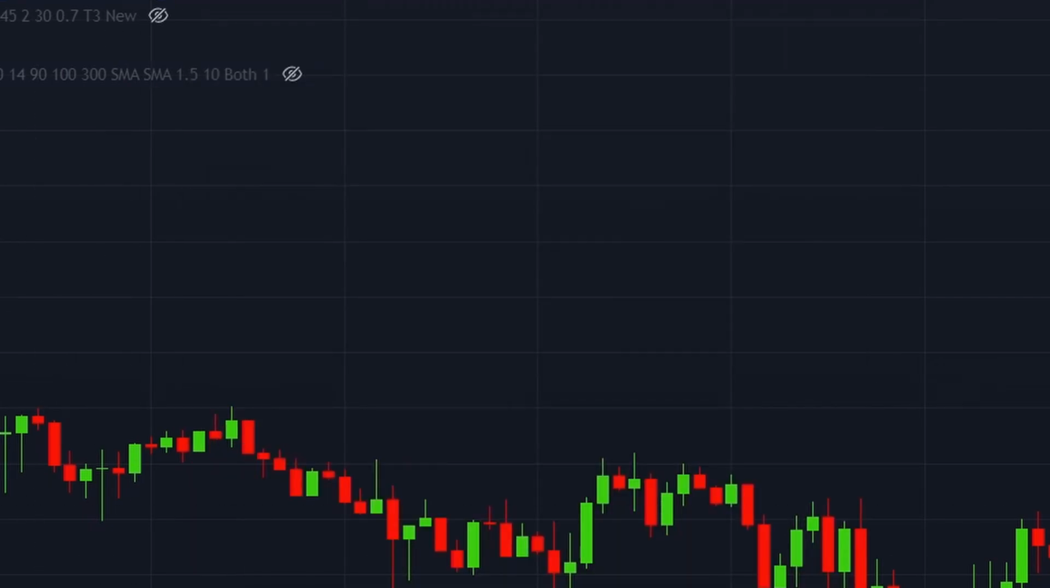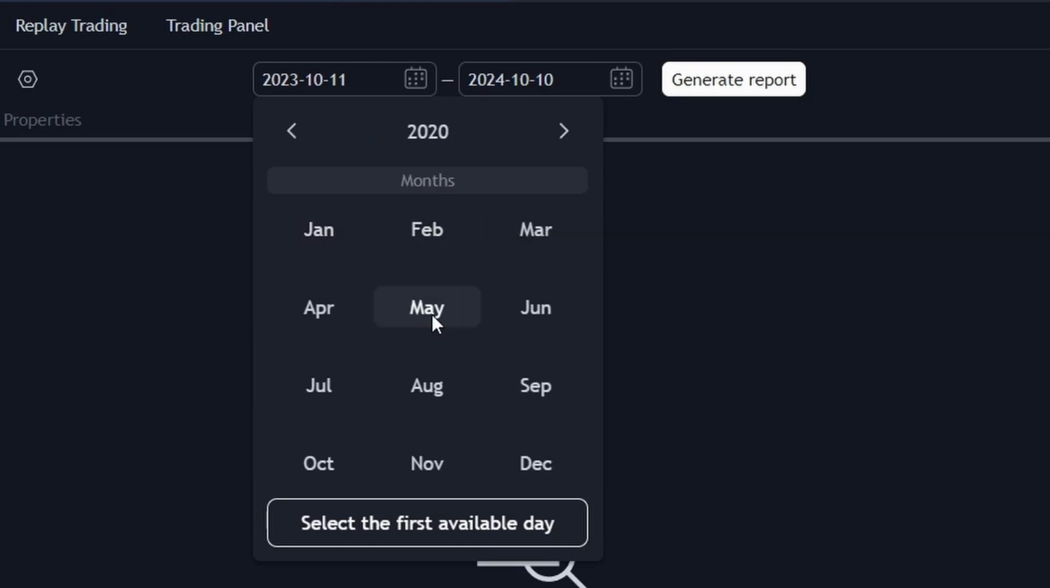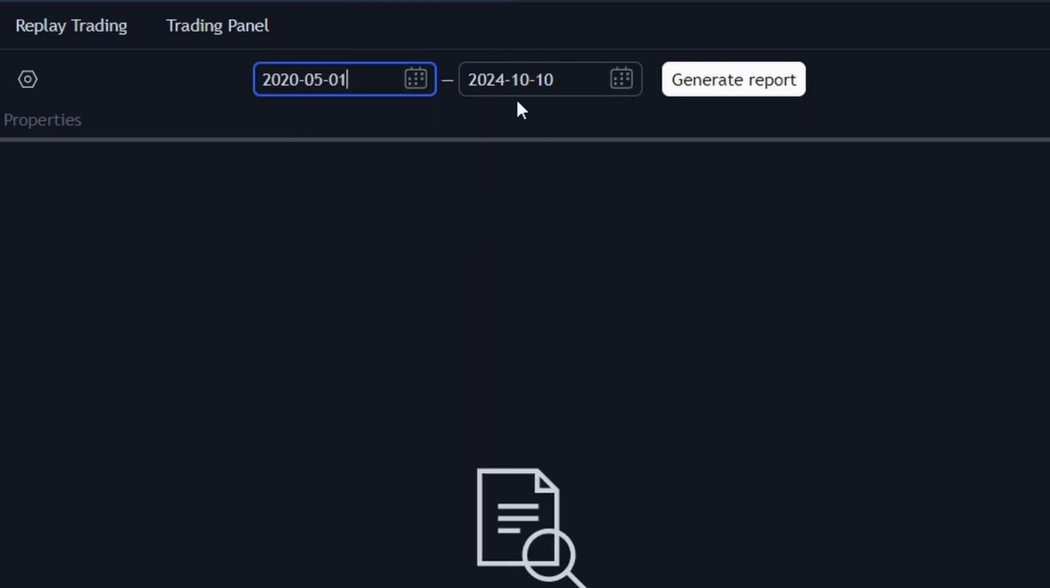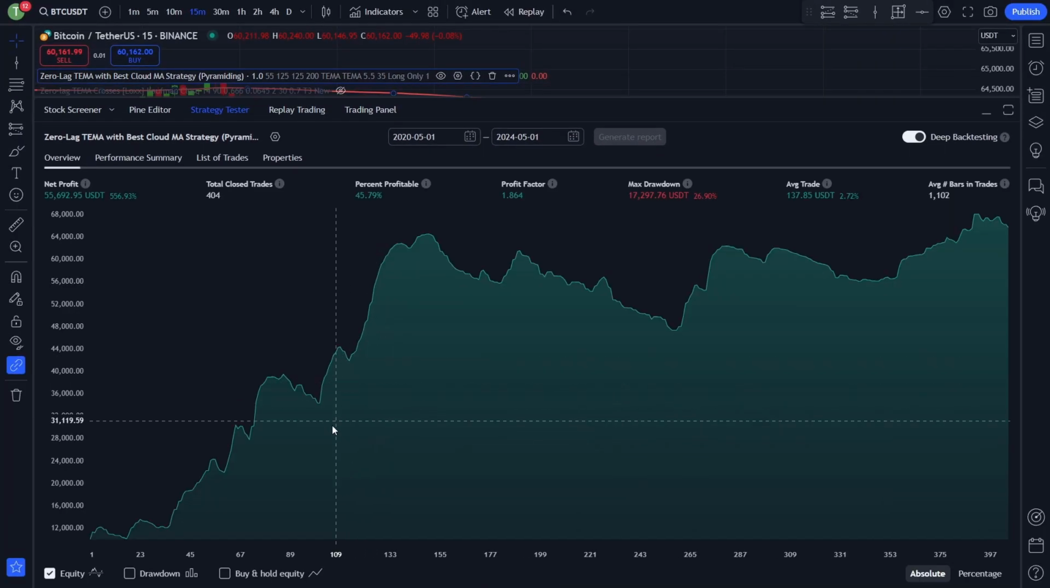Now let's see the backtest results. For the backtest, I will be using the last 4 years of price data, starting from the 1st of May 2020 and ending with the 1st of May 2024. And here are the results. Well, I would never trade this strategy because this equity curve is not great at all.